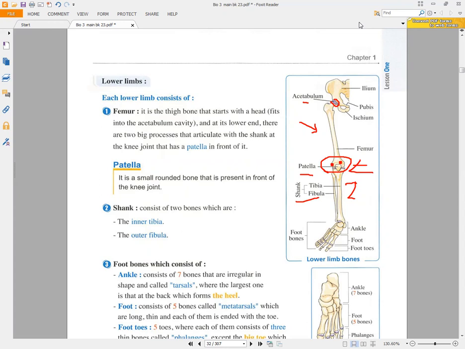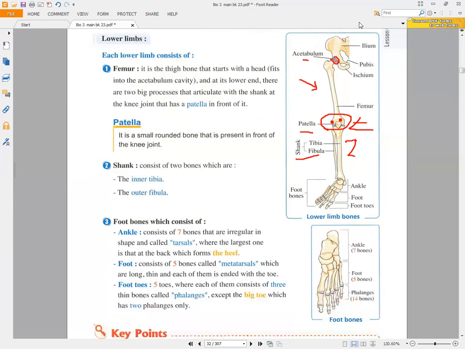Okay, you can bend your shank bones to the back, but you can't bend them toward the femur, okay? So here we will have the shank bones: inner tibia, okay, and also outer fibula. After that, we will talk about the foot bones.